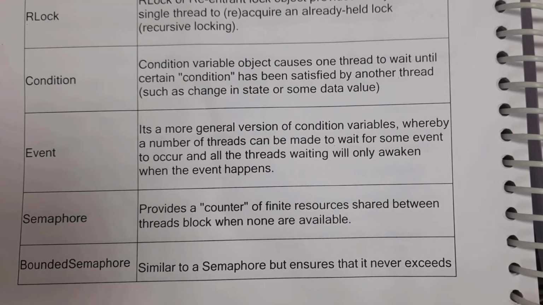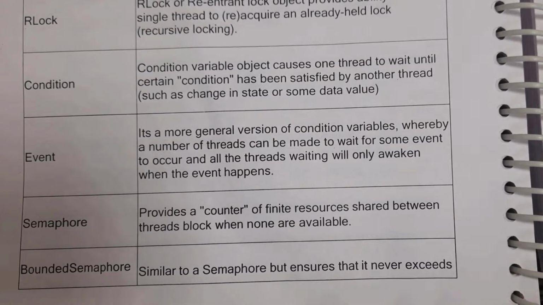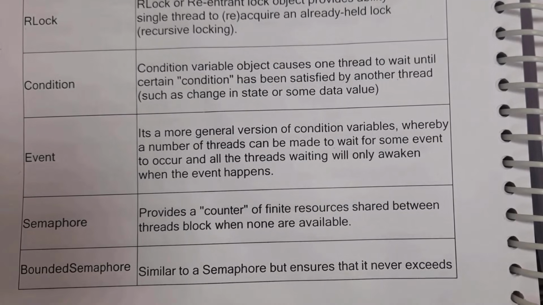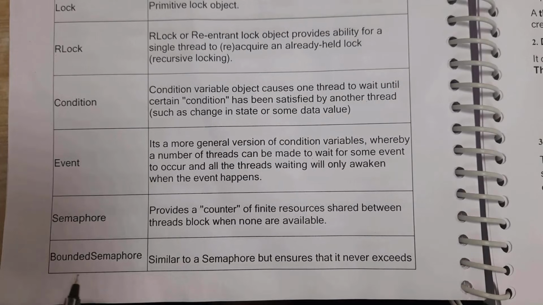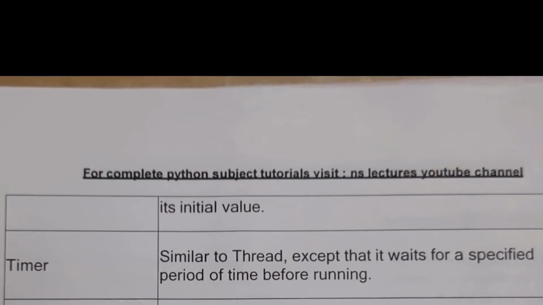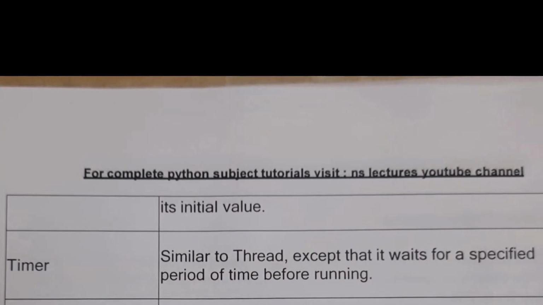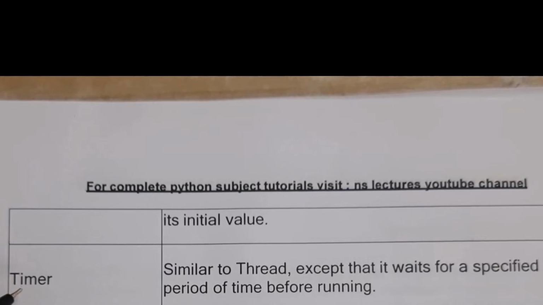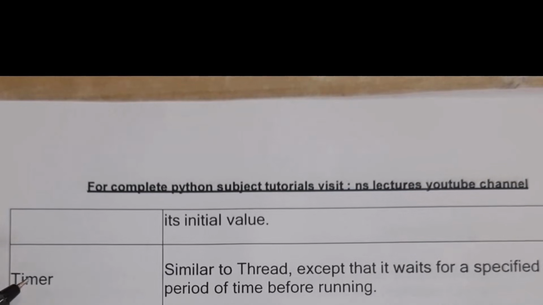And the next one is Event. For example, I clicked on the enter button. This is an event. Event is nothing but all threads need to wait for some event. Until that particular event happens, all threads must be in a waiting state. Next one is BoundedSemaphore. By using semaphores, we can execute multiple tasks, and this BoundedSemaphore is similar to Semaphore, but it ensures that it never exceeds its initial value. And the next one is Timer. Timer is also similar to a thread, but before execution it needs to wait some time.